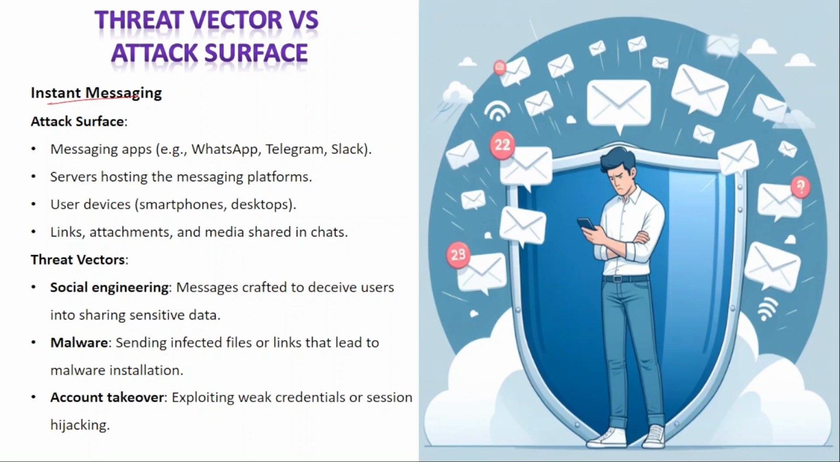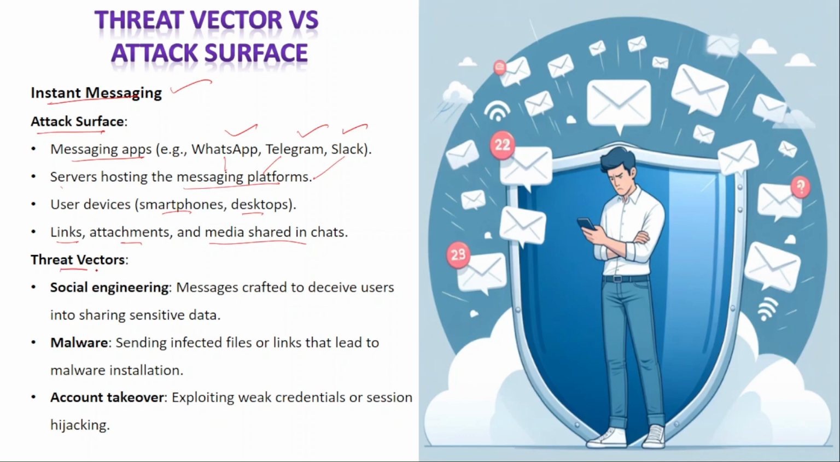The next one is instant messaging. Again, this is related to messaging, but this time it is instant messaging, and the attack surface includes messaging apps like WhatsApp, Telegram, or Slack, and the servers hosting these messaging platforms. For example, the WhatsApp server, the Telegram server, or Slack server. These are also attack surfaces and can be compromised. User devices like smartphones and desktops on which these apps are used. And again, these apps also have the facility where links, attachments, and media can be shared through them. So these are also potential attack surfaces.